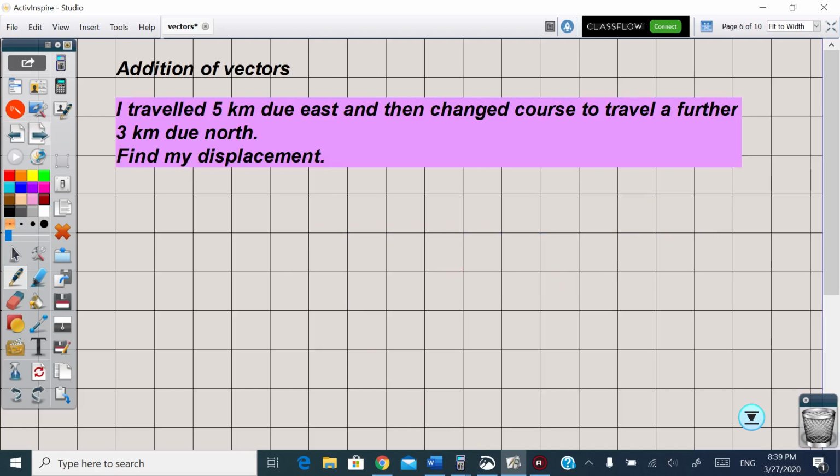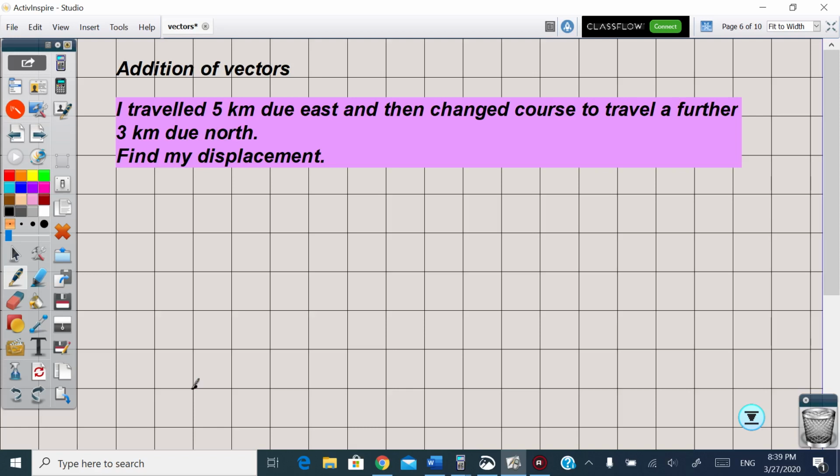Now let's see the application. For example, I can deal with this problem of displacement. I traveled 5 kilometers due east and then changed course to travel a further 3 kilometers due north. Find my displacement. So let's draw this journey.